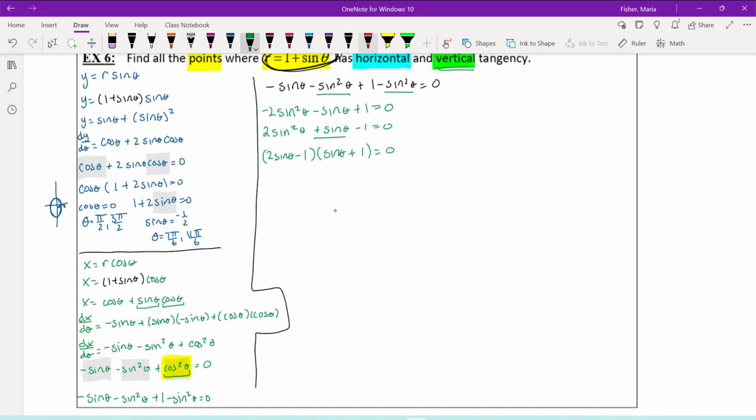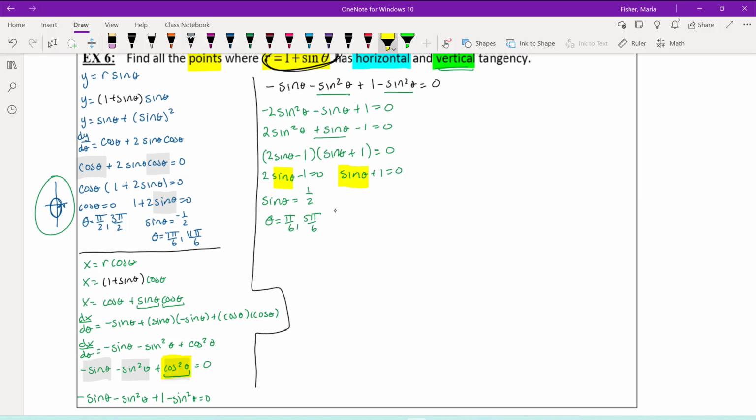Now that I'm factored, I get to set each one of these factors individually equal to 0, and I get to solve them both for theta. Here, I need to isolate sine, so I need to add 1 and divide by 2. Therefore, I know that the sine of theta is going to equal a half. Then, same interval between 0 and 2 pi, where does the sine equal a half? Well, at the values of pi over 6 and 5 pi over 6.